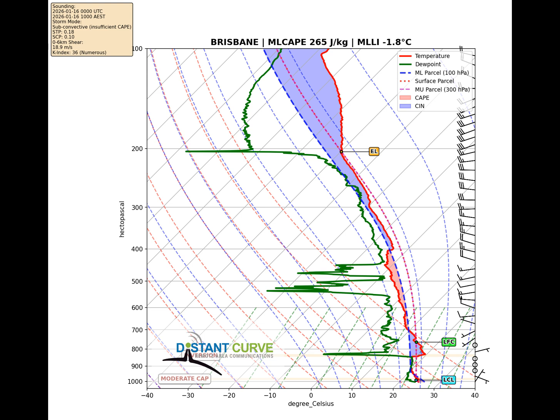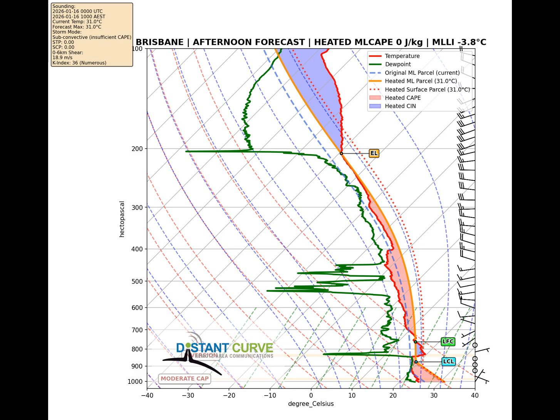Wind shear in the 0 to 6 kilometre layer is 18.9 metres per second, which is actually favourable, but without the energy, shear alone won't trigger anything. The most unstable parcel shows nearly 1,000 joules per kilogram of CAPE available, but it's sitting at the surface level, which means you'd need explosive heating to unlock it. The bottom line this morning: we are locked and loaded, but the cap is firmly in place.